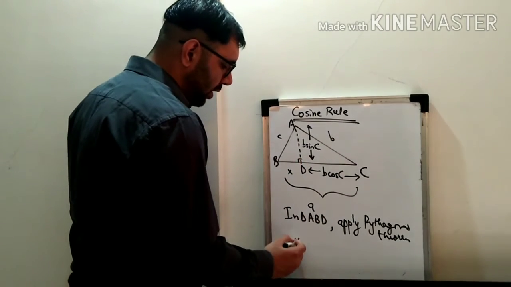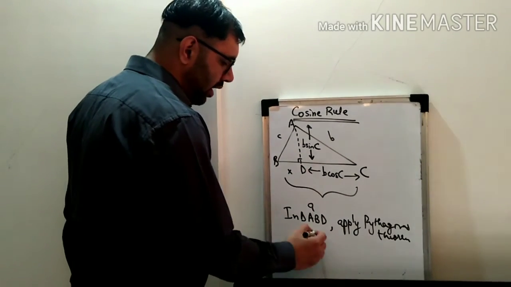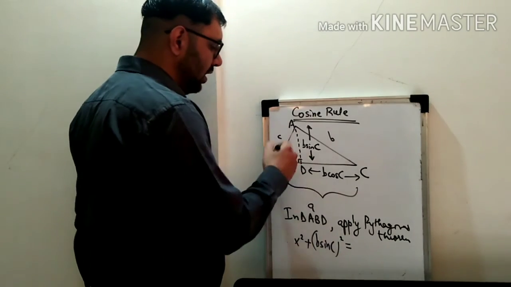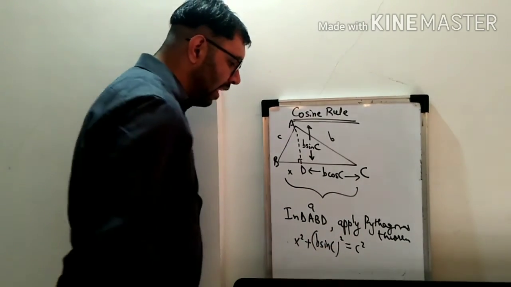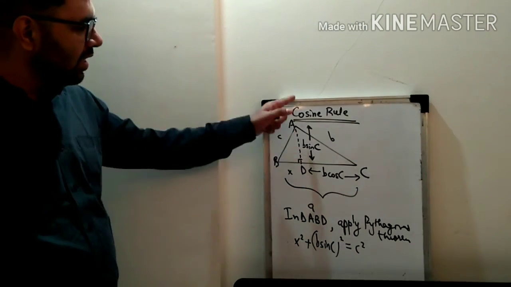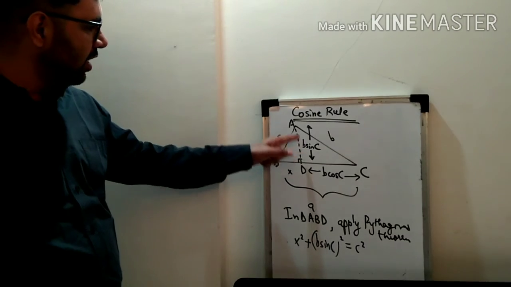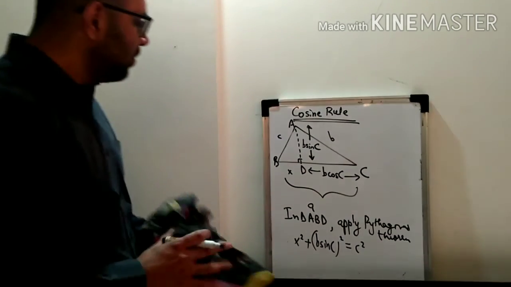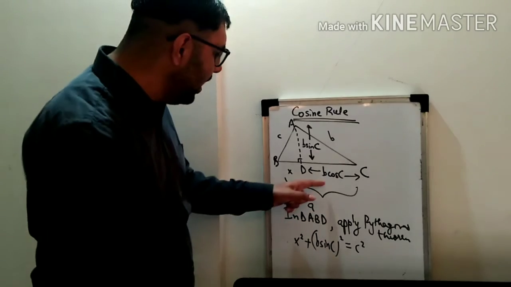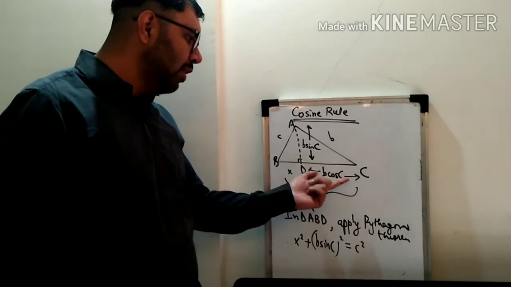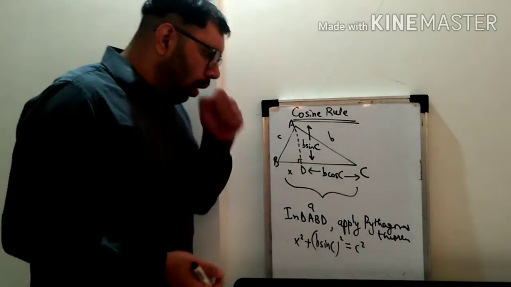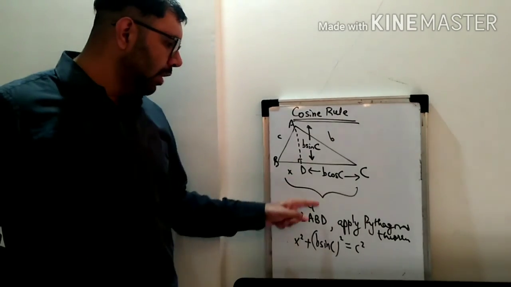x square, that means BD square, plus AD square. AD is what? b sin C. So x square plus this perpendicular b sin C whole square is equal to the hypotenuse square, c square. Now x is nothing but a minus b cos C, because this length is b cos C and the complete length is a. So we can get x by subtracting b cos C from a.